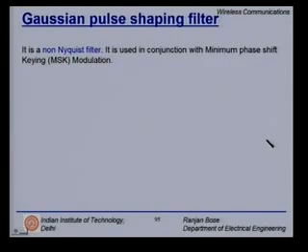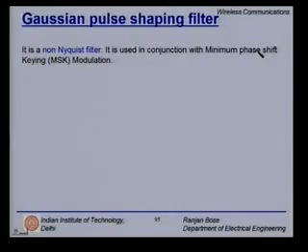Now, let us look at another popular pulse shaping filter, which does not exactly satisfy the Nyquist criteria, but comes fairly close. So this is a non-Nyquist filter. It is used in conjunction with minimum shift keying MSK modulation. You can see here why pulse shapes and modulation techniques go hand in hand.